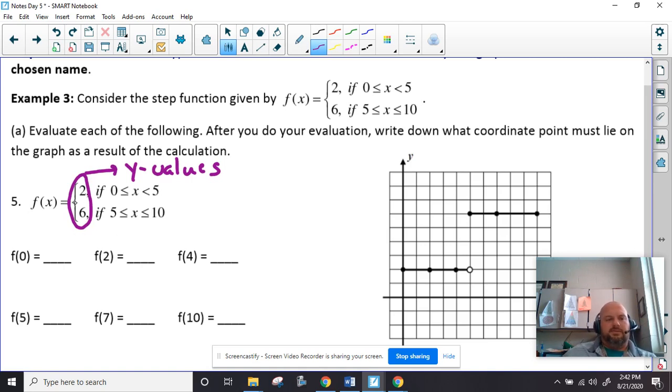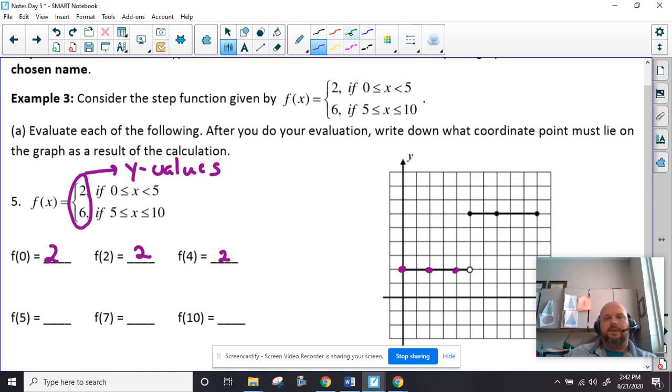Now, so I'm looking, it says if x is greater than or equal to 0 and less than 5. Well, we have 0, 2, and 4. So if I go over here, x is 0, that value should be 2. Okay, go over to 2, this value is also 2. I go over to 4, this value is also 2.